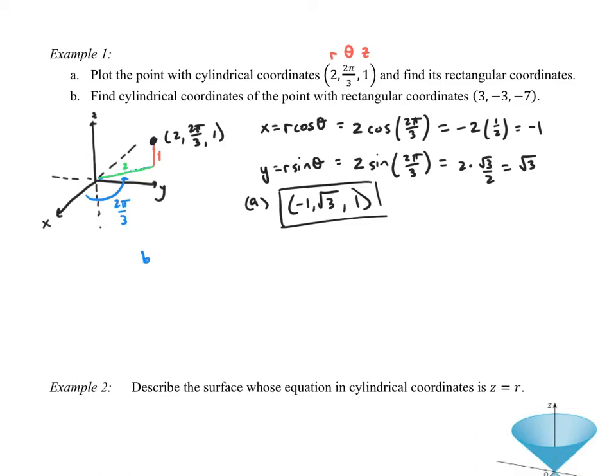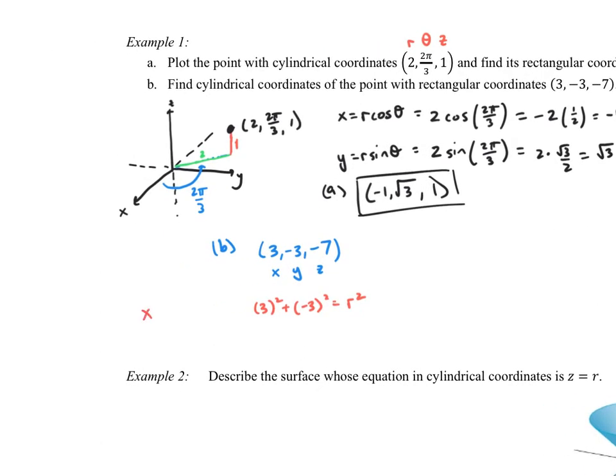Okay, let's try B. We're going to find the cylindrical coordinates for the point whose rectangular coordinates are 3, -3, and 7. Again, we have x, y, and z there. We can do this a couple different ways. I think the easiest way to handle this would be to first do 3 squared plus -3 squared equal to r squared. Again, what we're using here is the formula from the Pythagorean theorem from the previous page. So what we get is 18 equal to r squared, which means we have 3 root 2. That's going to be our r value.